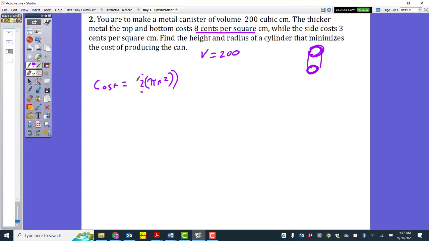That's really not giving me much room to work with. There we go. So that's the cost for the top and bottom. Then it says the sides cost 3 cents per square centimeter.